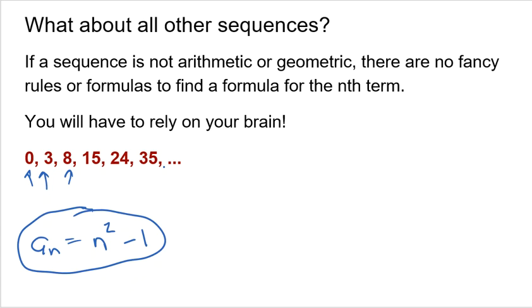But lump them into 3 categories. Arithmetic, easy. I've got a formula: first term plus common difference times n minus 1. Easy. If it's geometric, easy. First term times the common ratio to the n minus 1. So simple. If it's not arithmetic and not geometric, you need your brains.